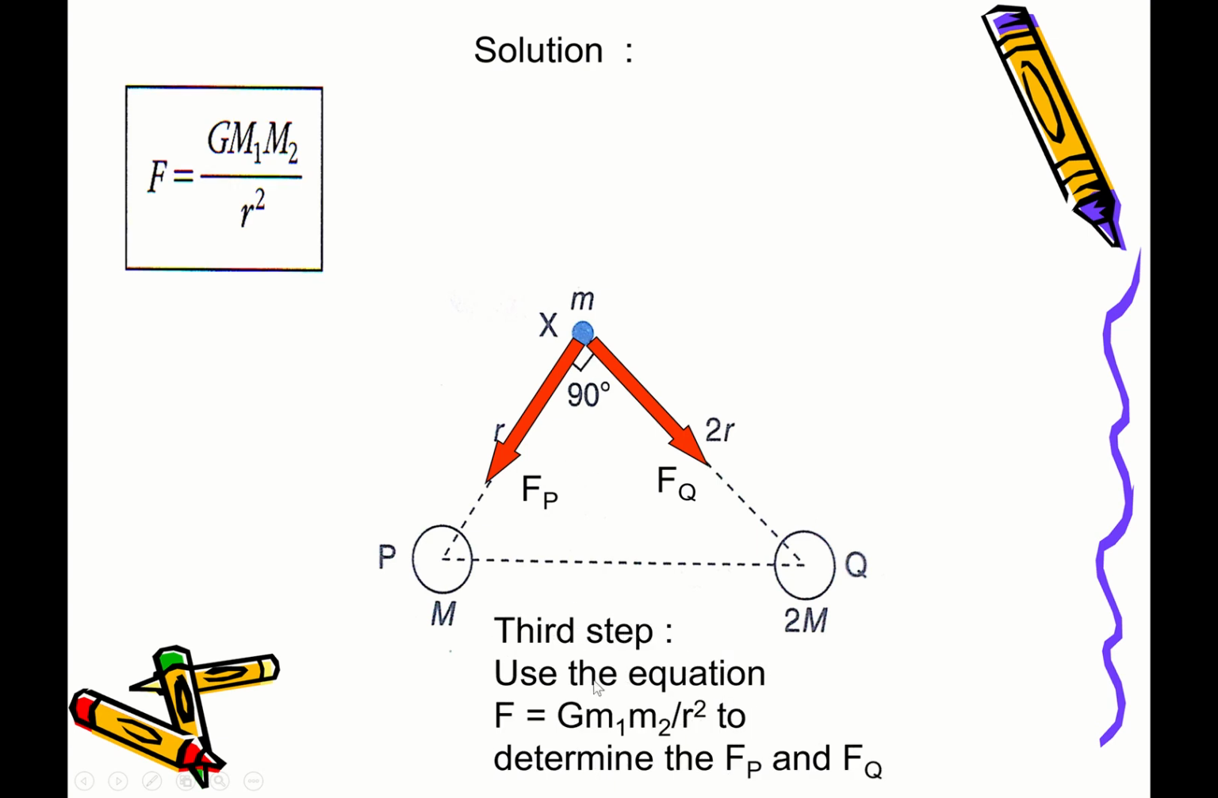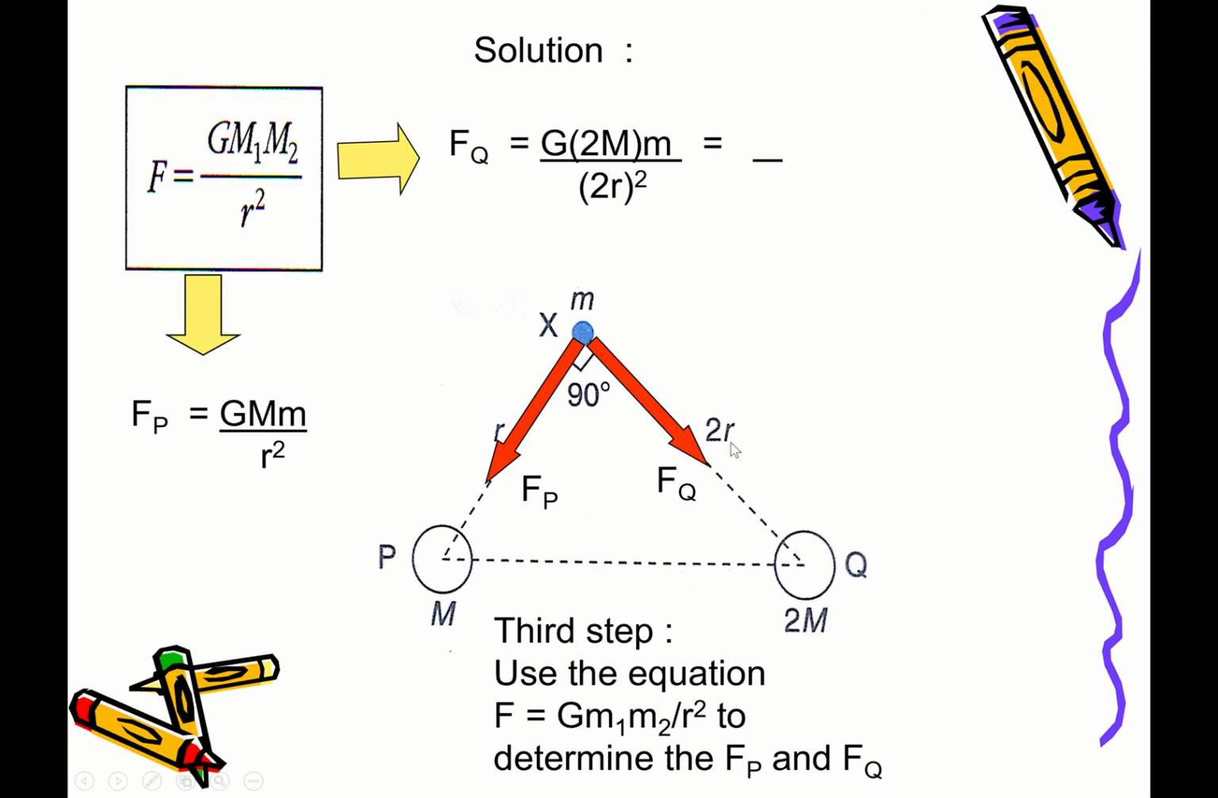Third step, we use the equation F equals G m1 m2 per r squared from Newton's gravitational law to determine FP and FQ. So for FP, we substitute m for the planet and the small letter m for the meteor, divided by the distance between X and P, which is given by r.